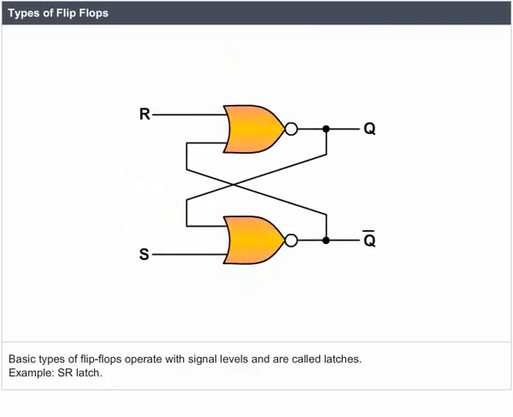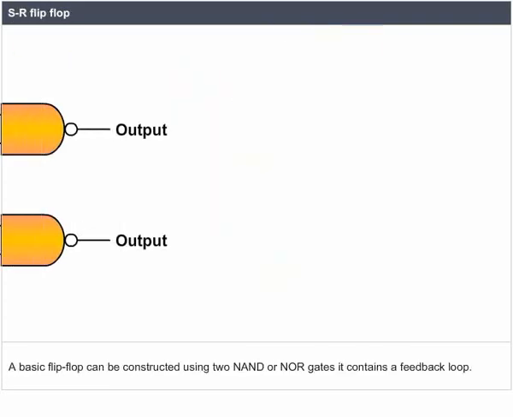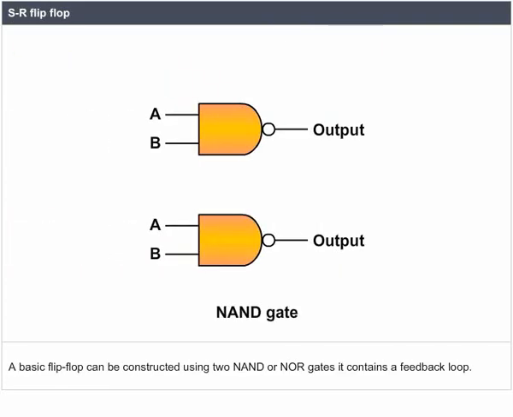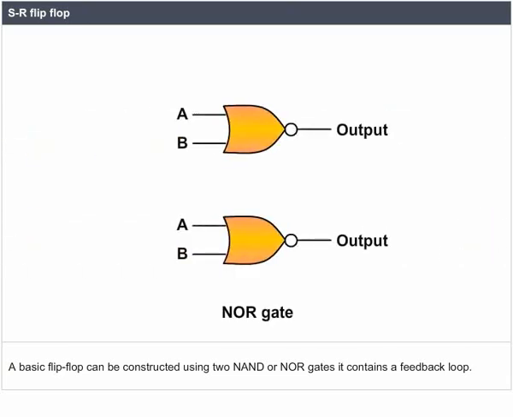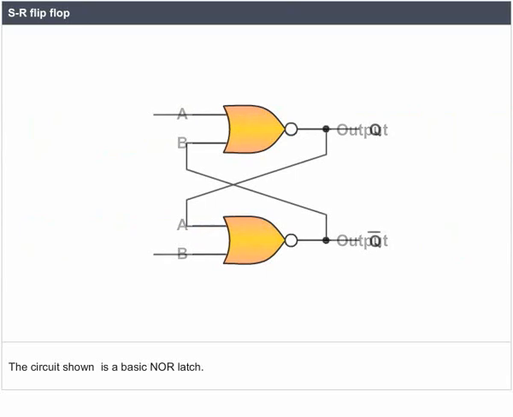Basic types of flip-flops operate with signal levels and are called latches. Example, SR latch. A basic flip-flop can be constructed using two NAND or NOR gates. It contains a feedback loop. The circuit shown is a basic NOR latch.